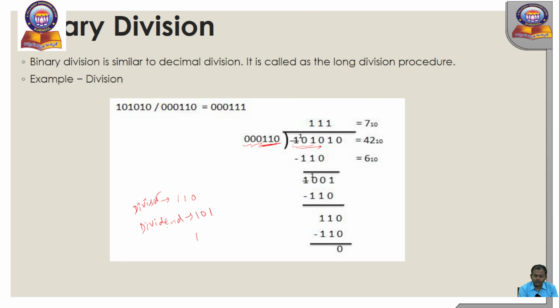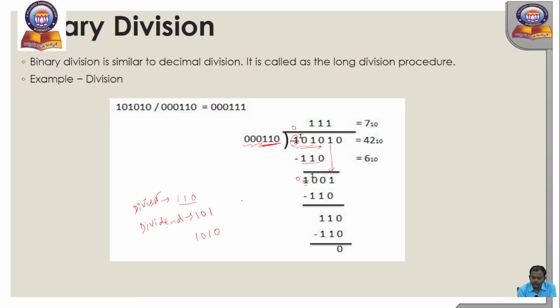So I consider the first 4 bits, that is 1010. Now I can divide this 1010 by 110, like this. Then after doing this, I have to subtract: 0 minus 0 is 0, sorry, 1 minus 1 is 0. Then 0 minus 1, so I have to bring a borrow of 2. So 2 minus 1 is 1. Then I have taken a borrow from here, so this 1 becomes 0, and I write it down as 0. Now I take the next bit, that is 1, so now it is 1001.